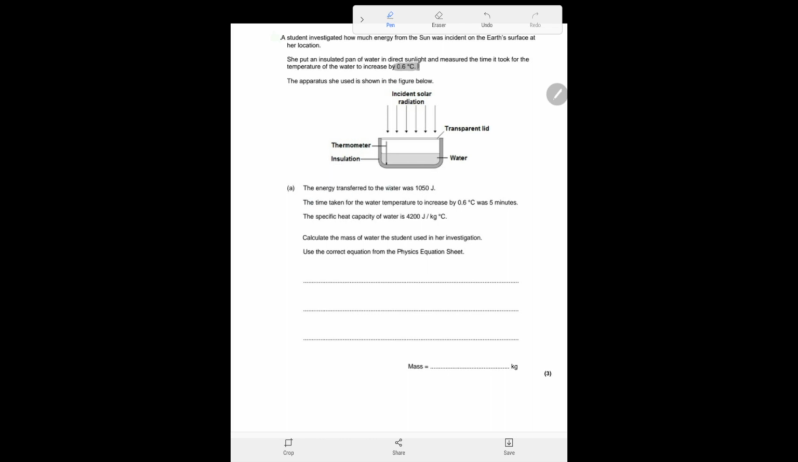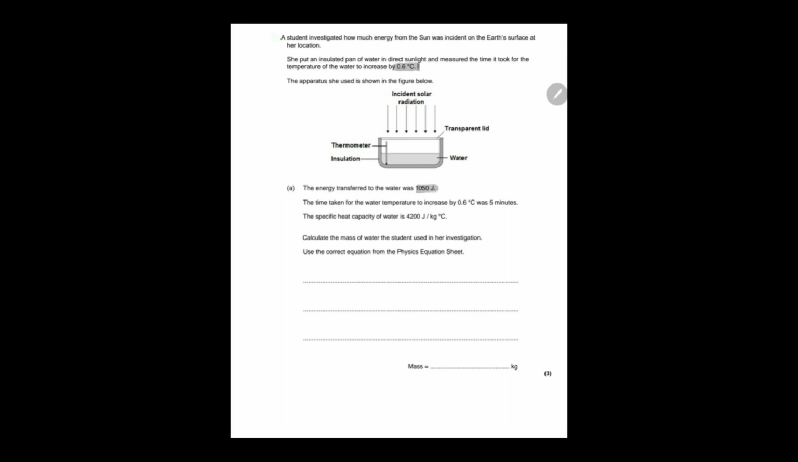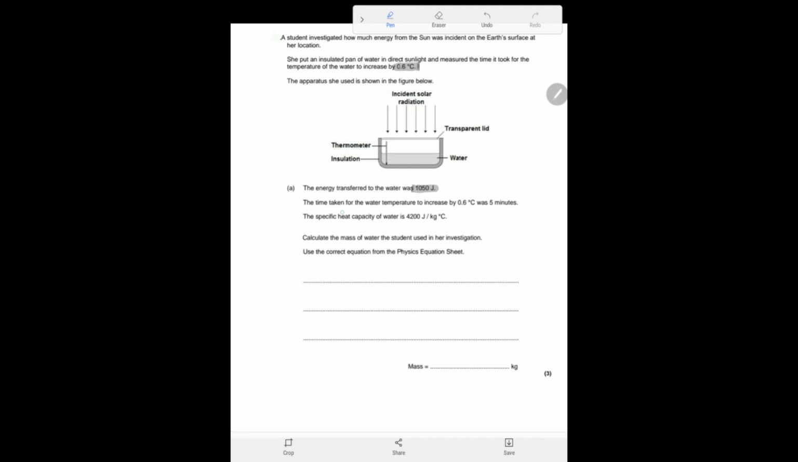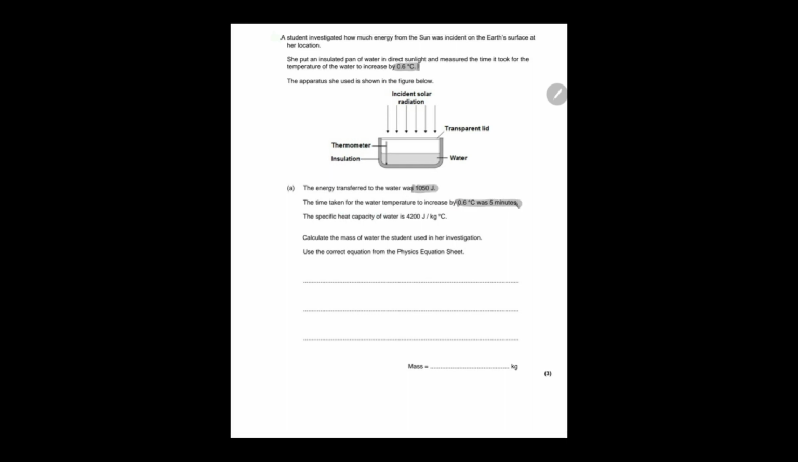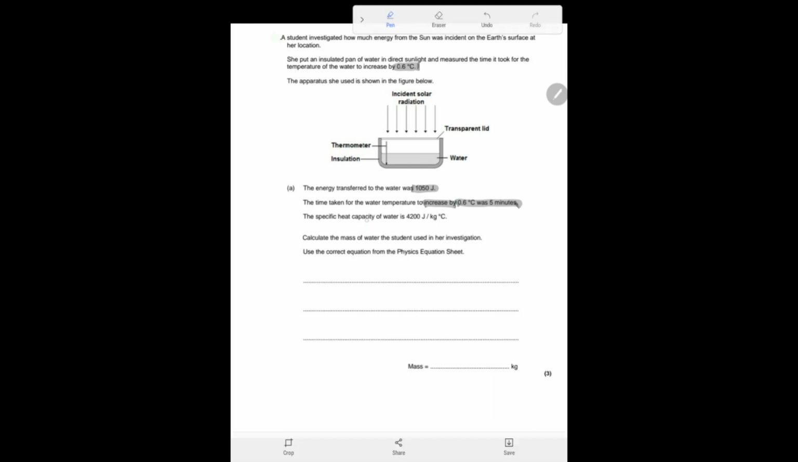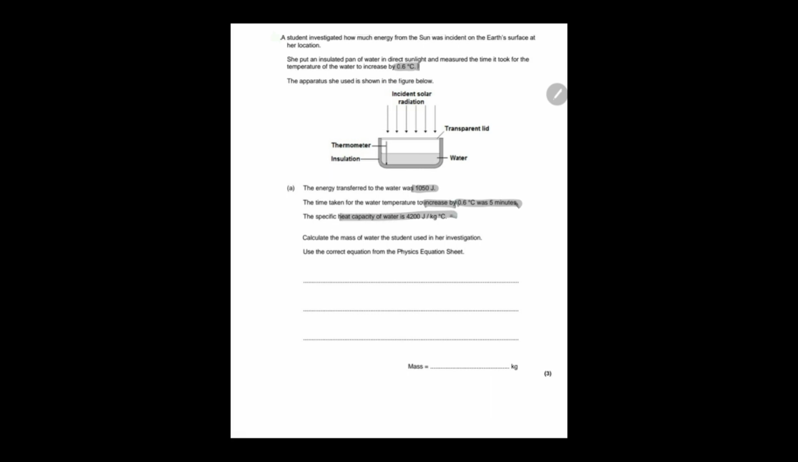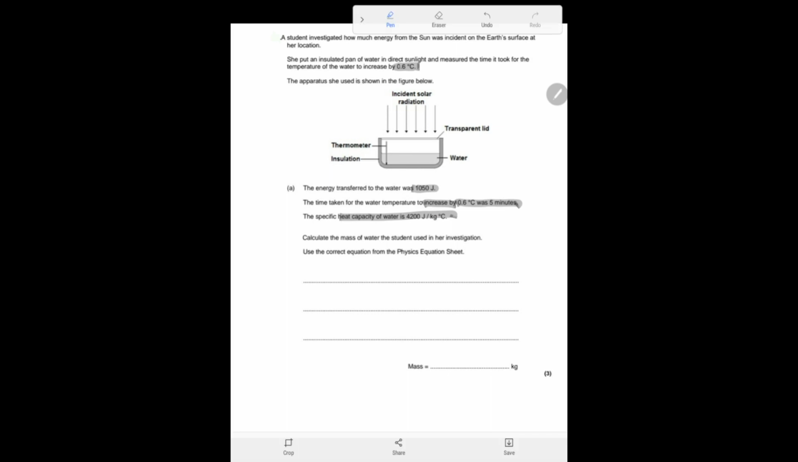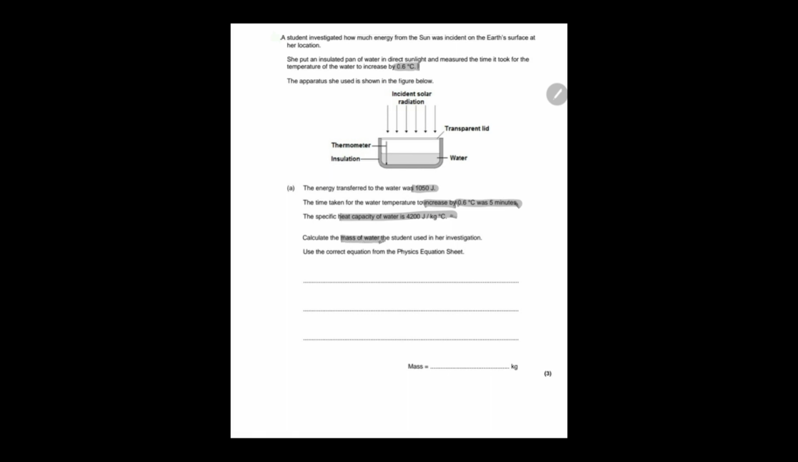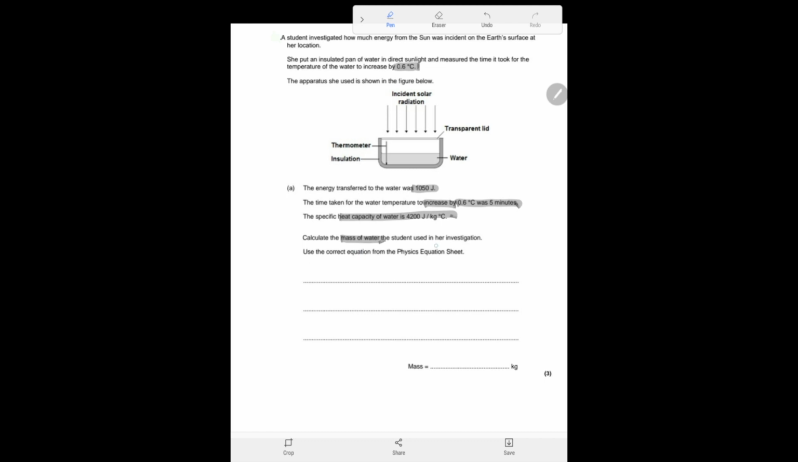The energy transferred to the water was 1050 joules, another piece of important information. The time taken for the water to increase by 0.6 degrees was 5 minutes. And the specific heat capacity of water is 4,200 joules per kilogram degree centigrade. Calculate the mass of the water, so that's what we want to work out, using the data she used in her investigation. Use the correct equation from the physics equation sheet.